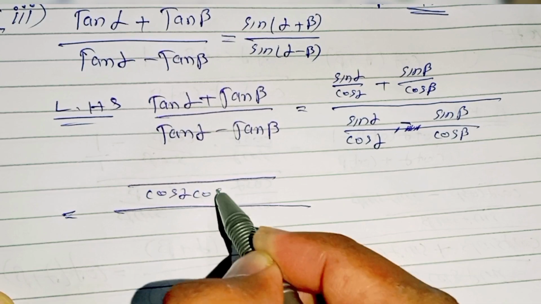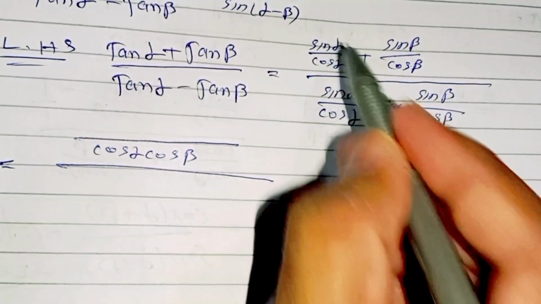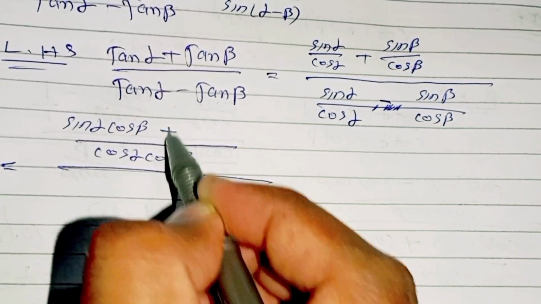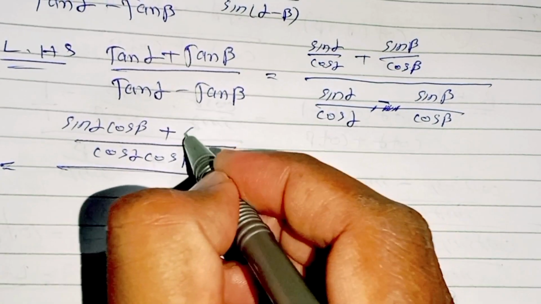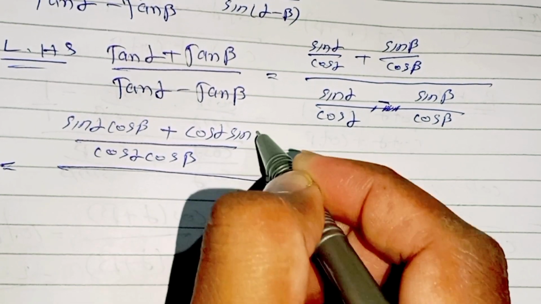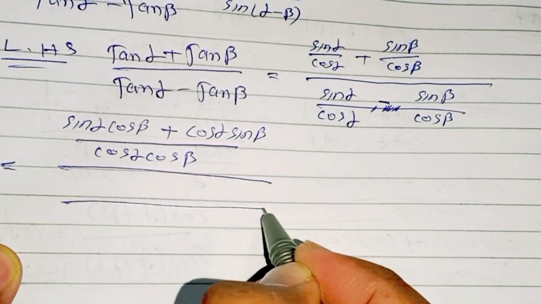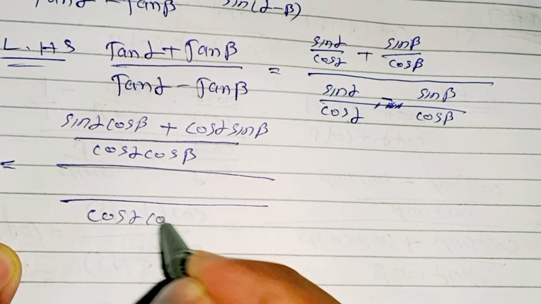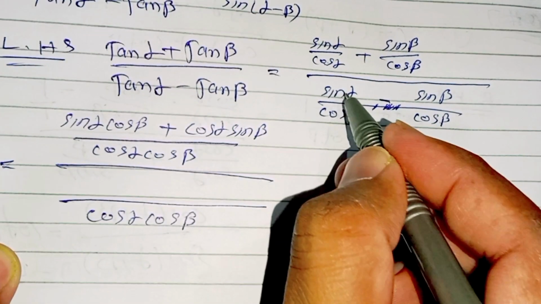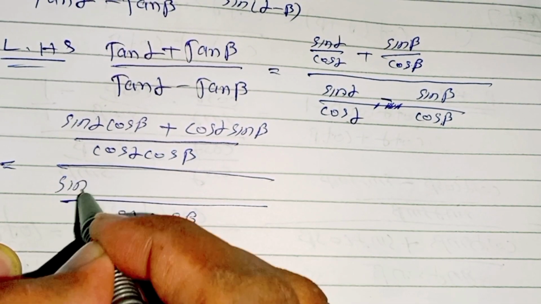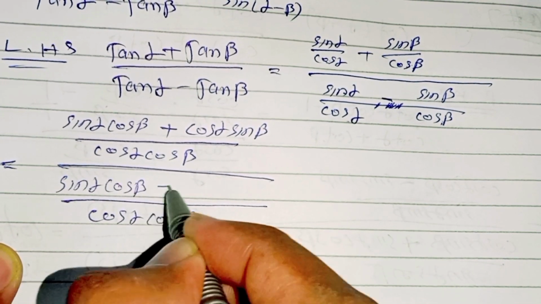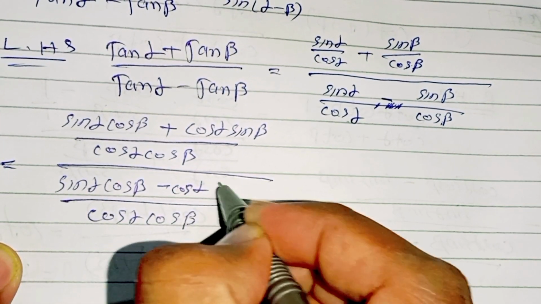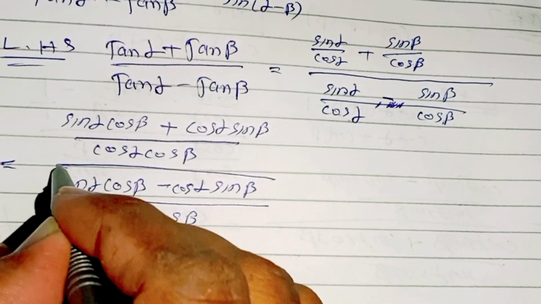cos alpha cos beta. Cos beta multiplied by sin alpha, we have sin alpha cos beta, plus cos alpha multiplied by sin beta, cos alpha sin beta. Similarly, in the denominator, the LCM is cos alpha cos beta, sin alpha multiplied by cos beta, sin alpha cos beta, minus cos alpha multiplied by sin beta, cos alpha sin beta.